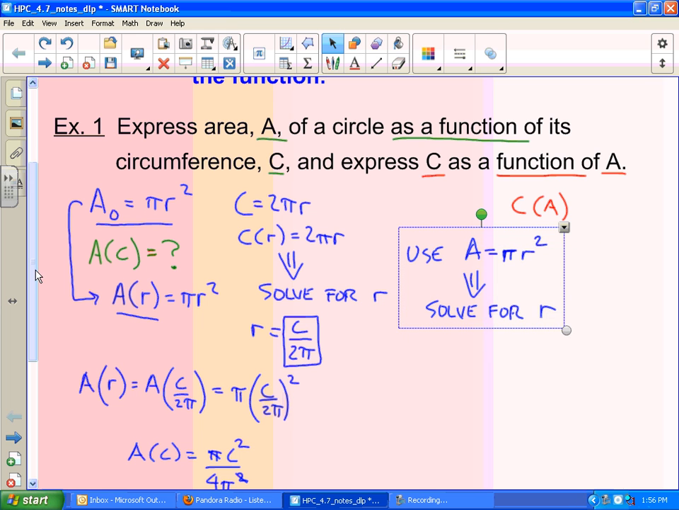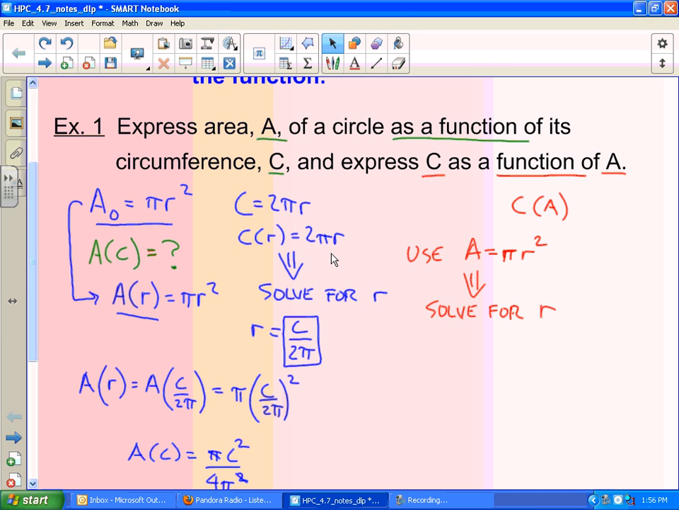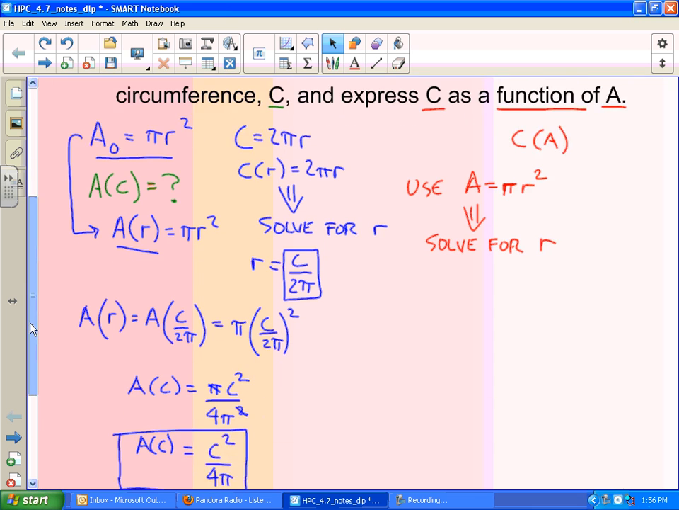Let's make these all move, shall we? Doing red. What's my problem? All right.